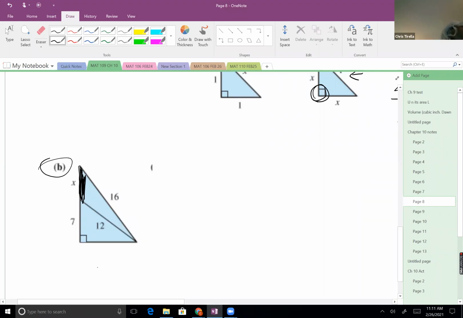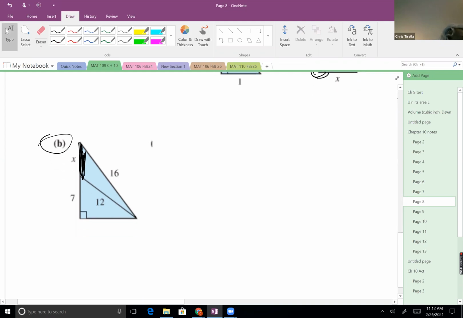But this big outer triangle is right. And I know the hypotenuse, but I don't know either leg all the way. But this bottom triangle is right. And in that bottom triangle, I know the leg and the hypotenuse. So first of all, I'm going to find this side, y.